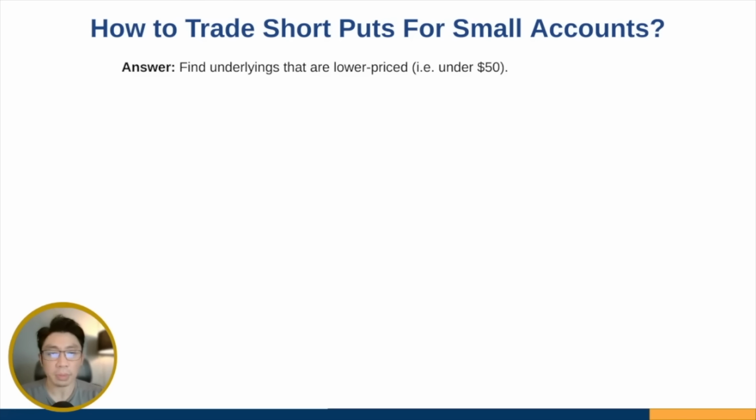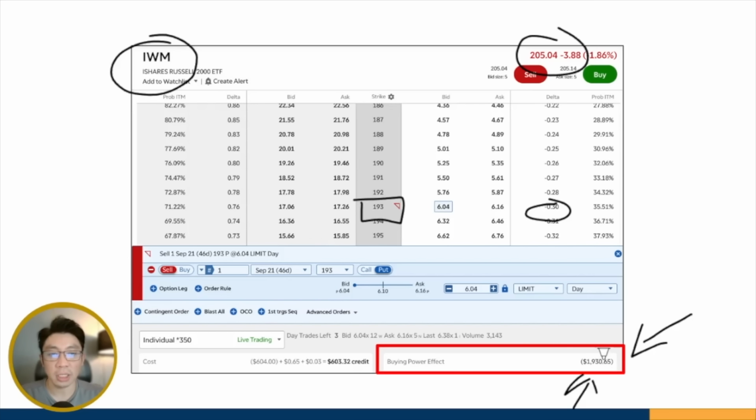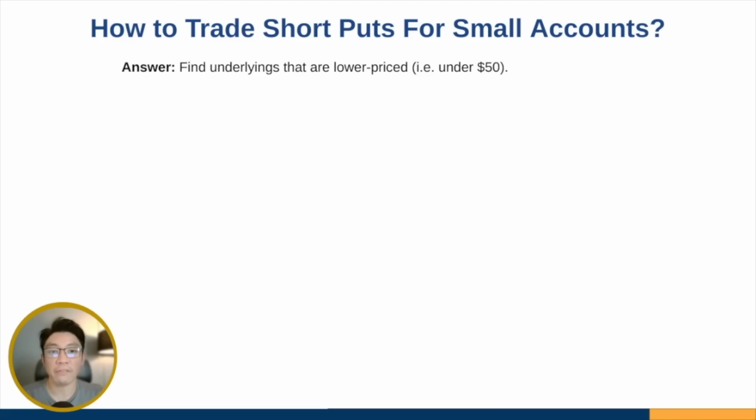Because remember, when you put on the short put, you need to identify the buying power. Basically, what is the amount that the broker is going to hold for you to put on the trade. So if you're going to do it on IWM, for example, like I showed you earlier, you can see there is such a big amount, right? So there's no way for you to put on this short put in a small account. So instead, what you want to do is to straight away find the underlyings that are much cheaper. So here are a few examples, right?